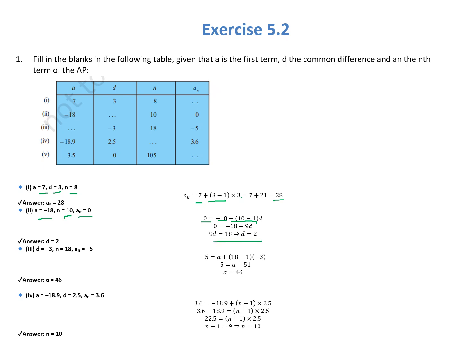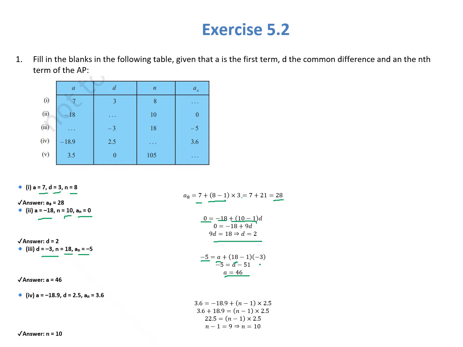In the third question, we are given D is equal to minus 3, N is equal to 18, and An is equal to minus 5. We do not have the A here, so we'll put these in the formula. We have minus 5, which is the nth term, and A plus N minus 1, where N is given to us as 18 and minus 1 is as per the formula, into D, minus 3. When we solve this, we'll get A is equal to 46.